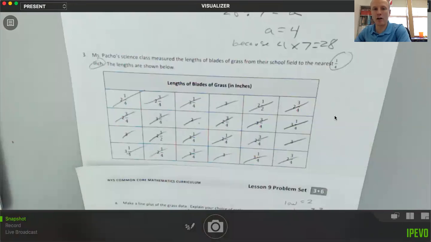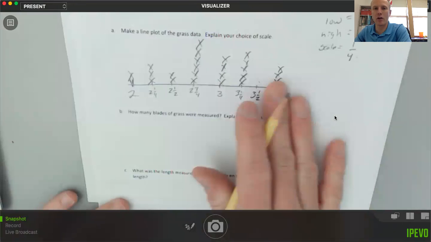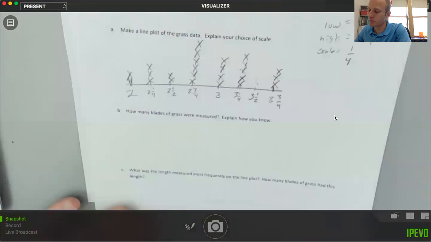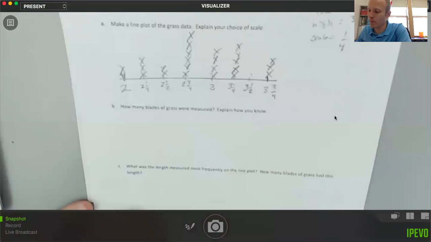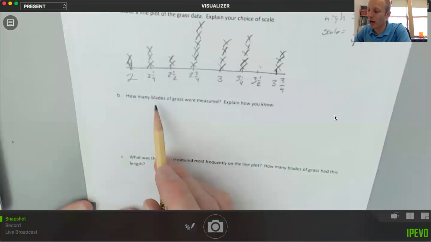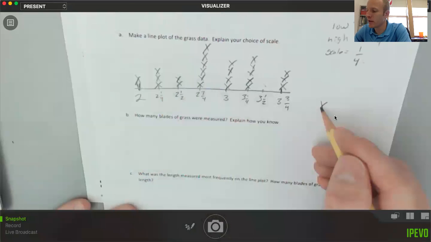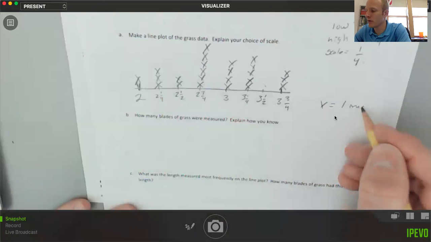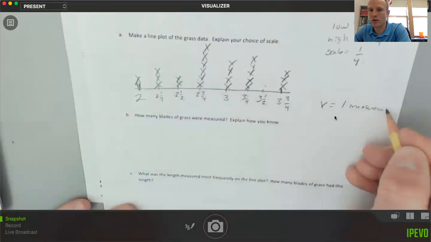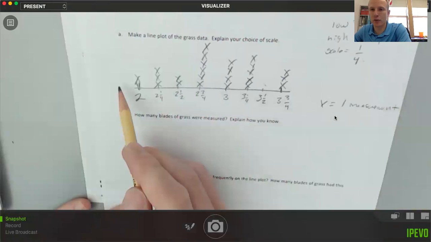All right, and then you couldn't see it the entire time, but now we are done with our line plot. How many blades of grass were measured? And explain how you know. Well, how you know is each X equals 1 measurement. So every X accounts for 1 blade of grass.